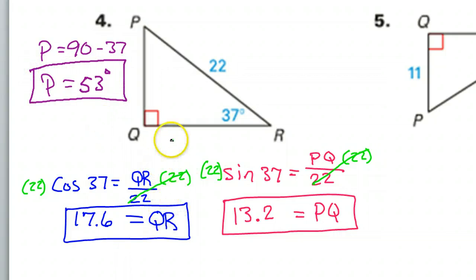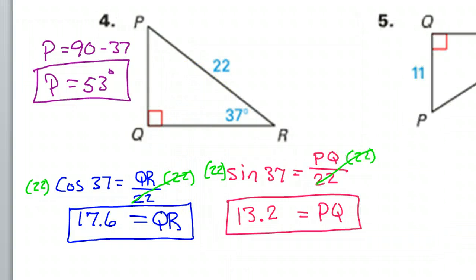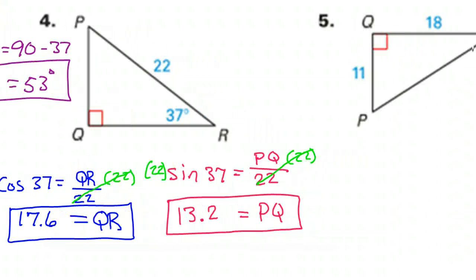Okay, so that's it. We were given 3 pieces of information. We solved for the other 3. So altogether there's 6 pieces of information in every triangle, 3 sides and 3 angles. I'm just saying it that way so you'll know when you're done. If you didn't find 3 pieces of information, you're missing something.